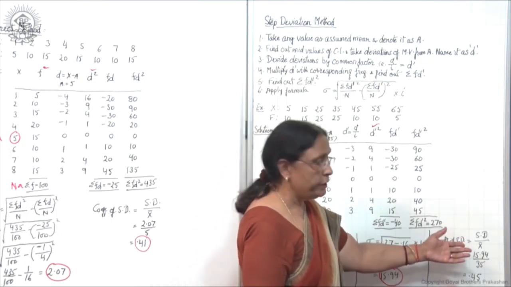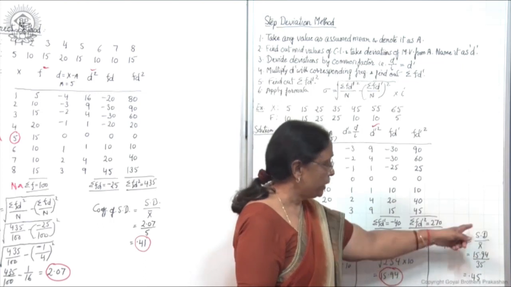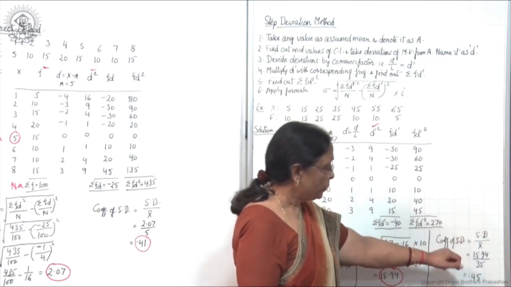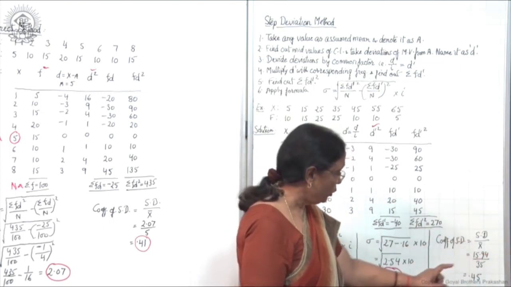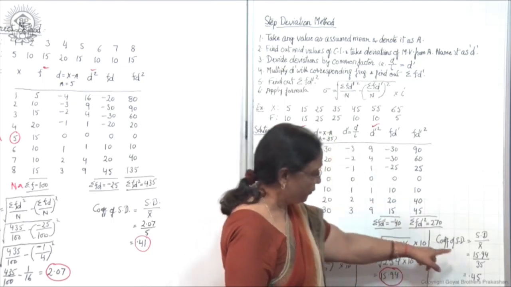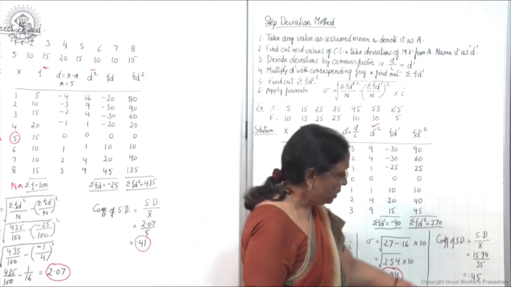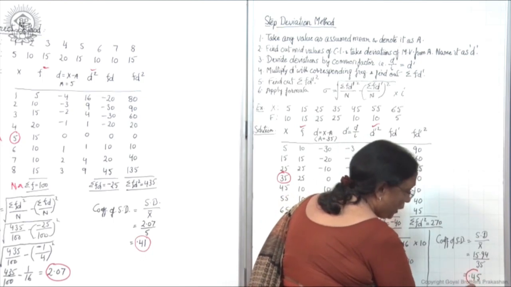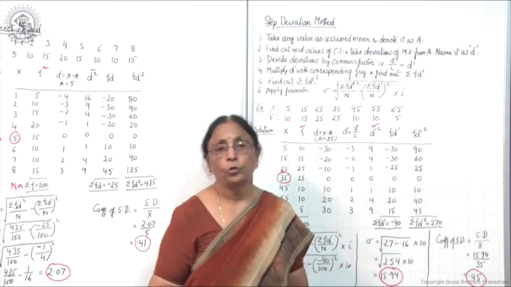Now the coefficient of standard deviation, very simple: standard deviation upon x bar. 15.94 upon, here 35 we have taken as the mean, this is 0.45. This is the coefficient.